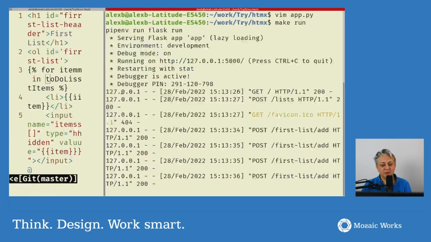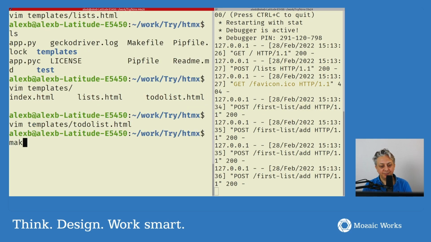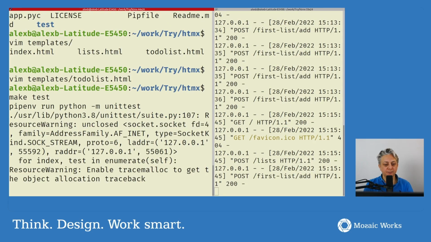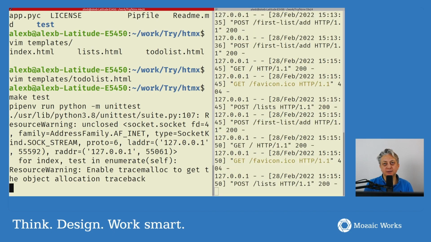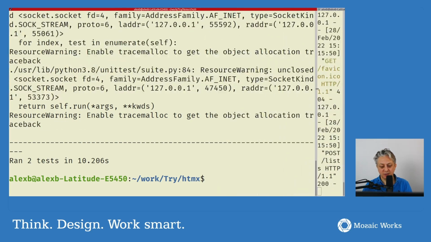So we were at this point. Our tests, by the way, are still running perfectly. Make test. Let's run the tests. Still getting that resource allocation error. We have to test running. This is great. Let's see the tests really quickly.